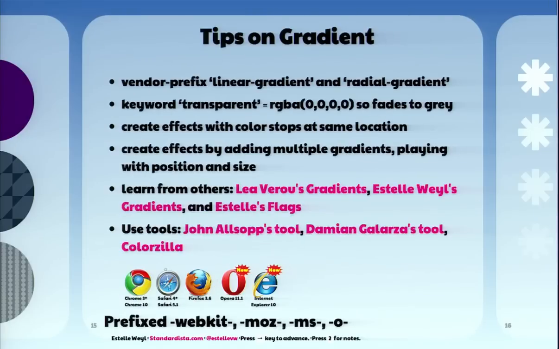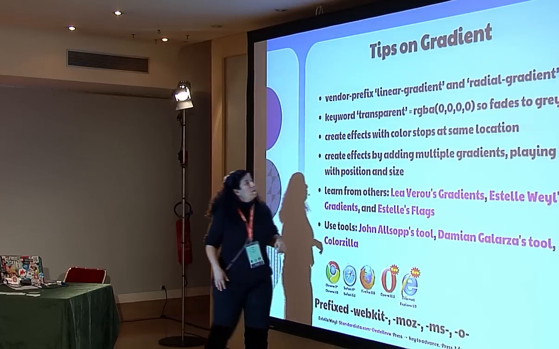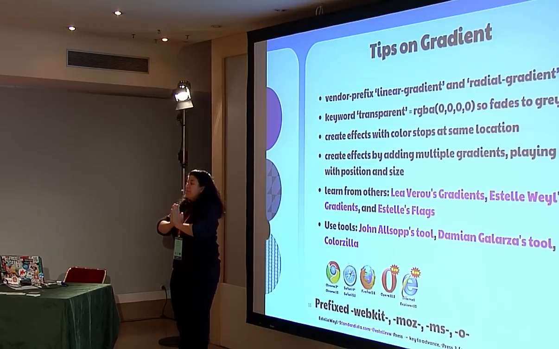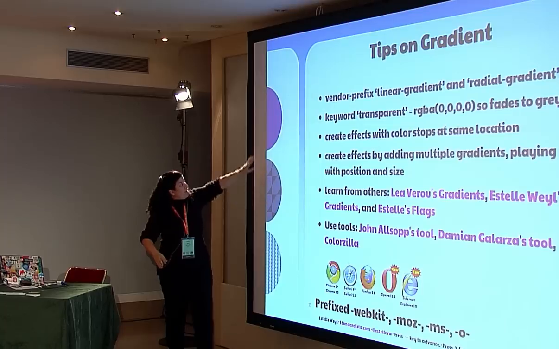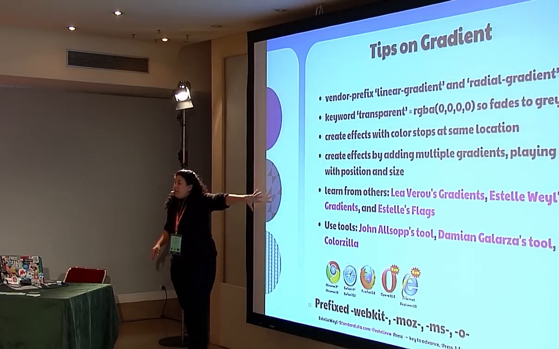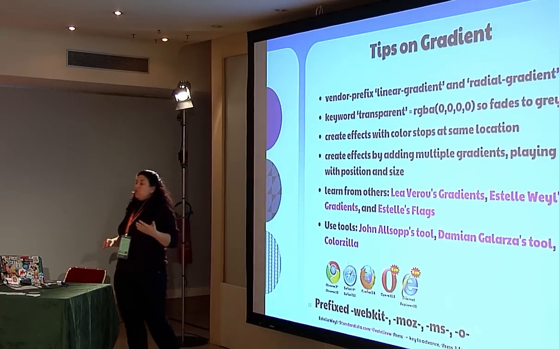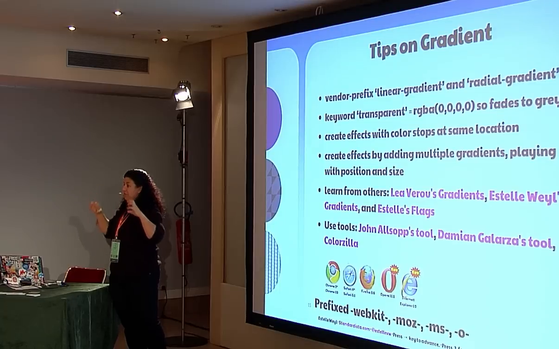Okay, so to summarize with gradients, we want to still prefix all of them. Transparent is black, so it will fade to gray. You can create hard effects by putting color stops in the exact same location. If you see here and here, I created these by putting multiple background images. You can use gradients any place where you would use url parentheses, right?